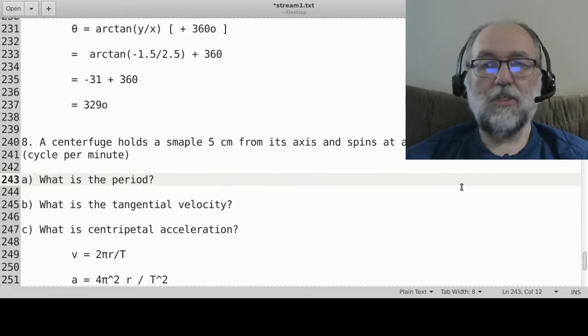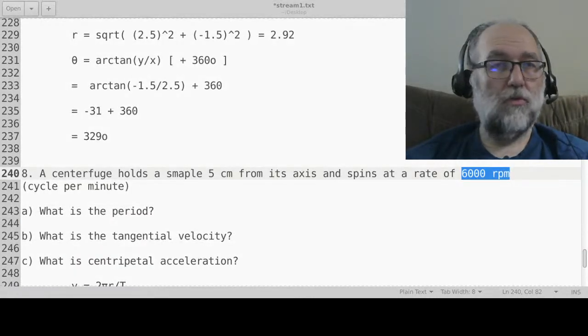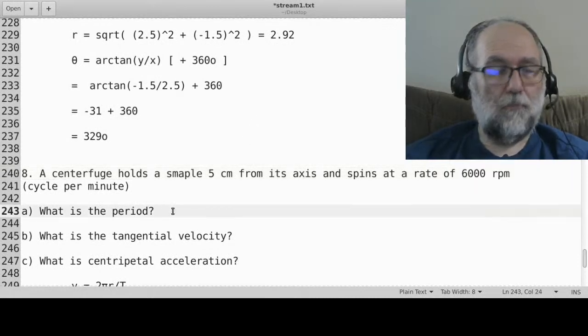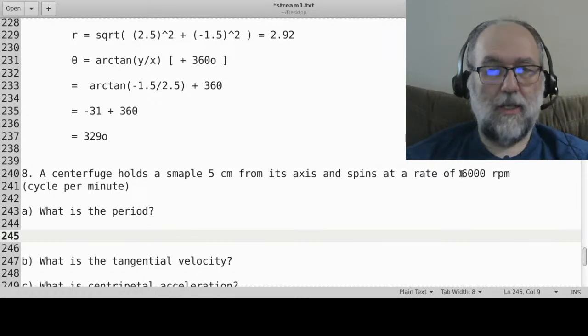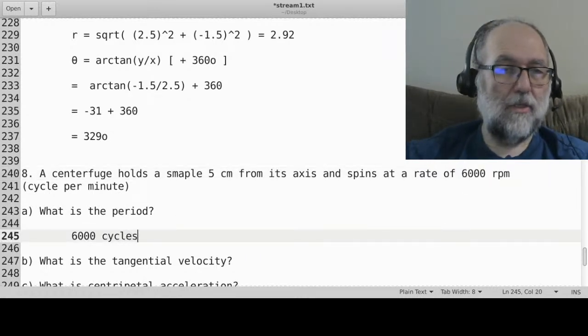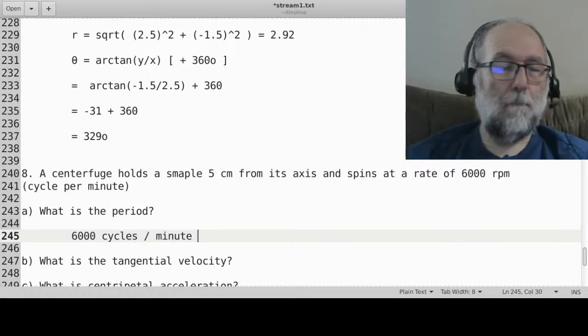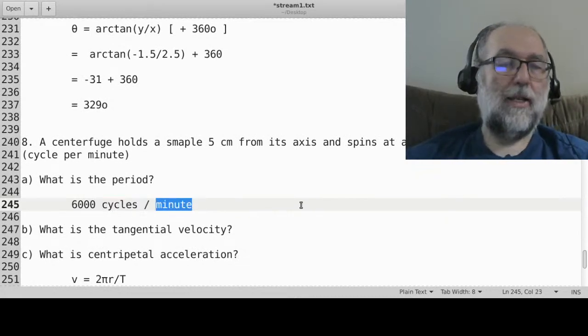First, which is the period? As you might imagine, that's going to come out of this. That's 6,000 revolutions per minute. So when you buy these things, the writing says RPM on the side, but just read that RPM as cycles per minute. And the word per is basically division, so cycles per minute, like that.